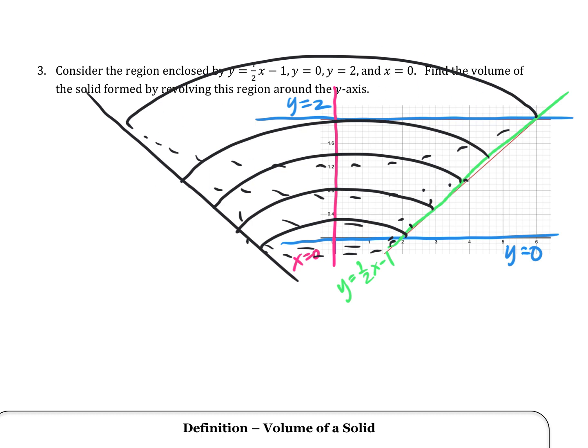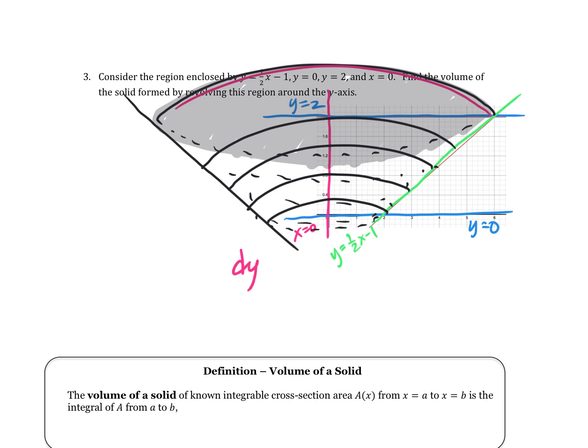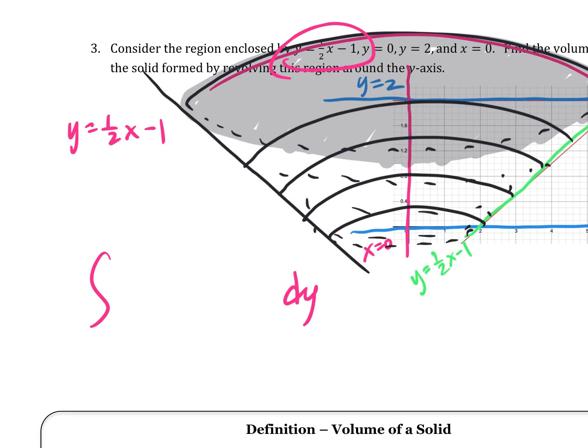How do I find the volume of this Reese's cup? I meant to highlight that this is a cross section. Put it in terms of x. Since we're going around the y-axis, I have to put dy, and I need y. This is what it started as, y equals 1/2 x minus 1. I need to make that an x equals.